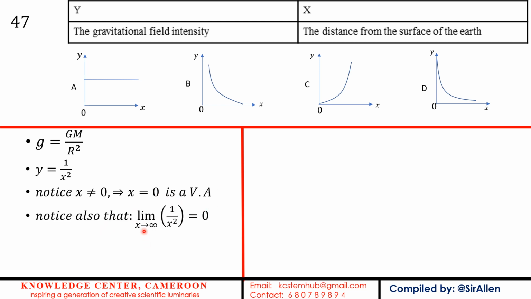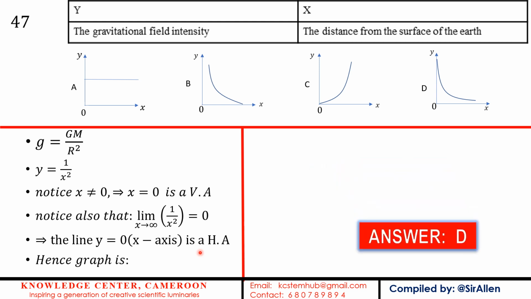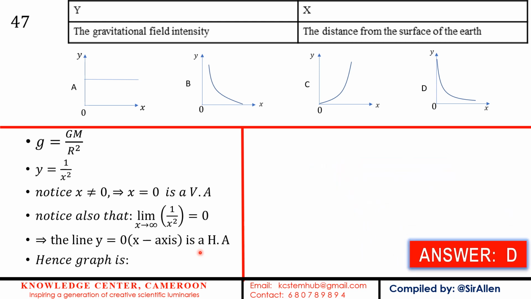Notice also that the limit as x tends to infinity, or as r tends to infinity, of all of this g gives you 0, which tells you that the line y equals 0, the x-axis, is a horizontal asymptote. Hence the graph is D, which is not really D, because this line x equals 0, which is the y-axis, is supposed to be a vertical asymptote, but D is touching it. Can you see that D is touching it? The problem here, we discussed with the examiners, is that this curve is supposed to come up here but not touch this y-axis. It's not supposed to touch that y-axis.